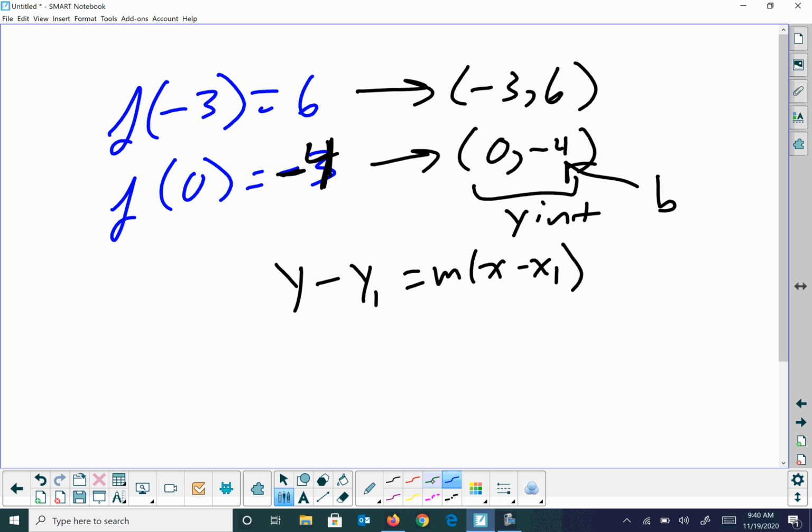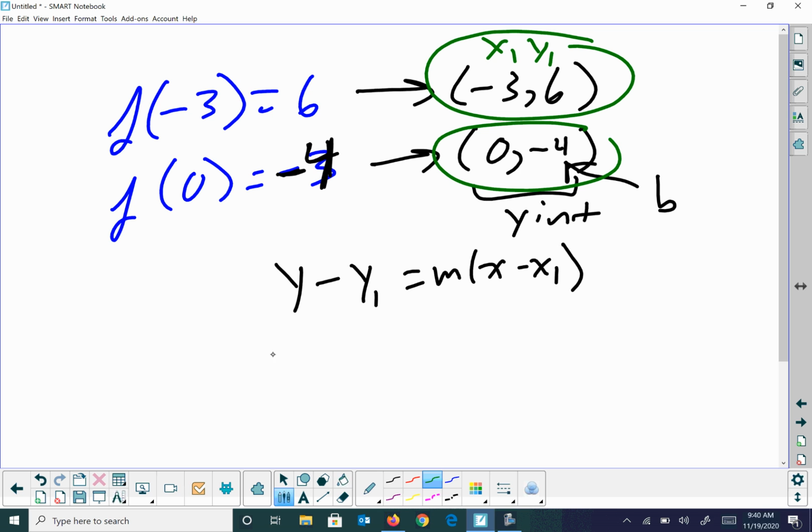Now, I'm already using this point, so I'm going to use this other point as my x1, y1. Okay, use the opposite point. So you know, y minus 6 is equal to slope, we don't have yet. So we're going to find slope here in a second. x minus negative 3, which is plus 3. All right, so if we label that top one x1, y1, then we'll label this one x2, y2.